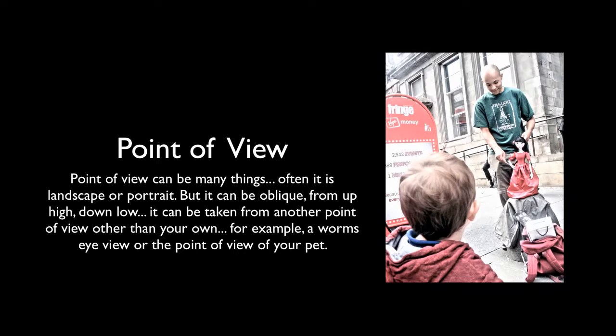Another thing we looked at was point of view, also known as perspective, and it can be many things. Often it's the first person point of view, and it's in landscape or portrait, but it can be anything that we want. We can use an oblique angle, we can use up high, down low, worm's eye view, bird's eye view, whatever you like. And so that choice will be up to you.